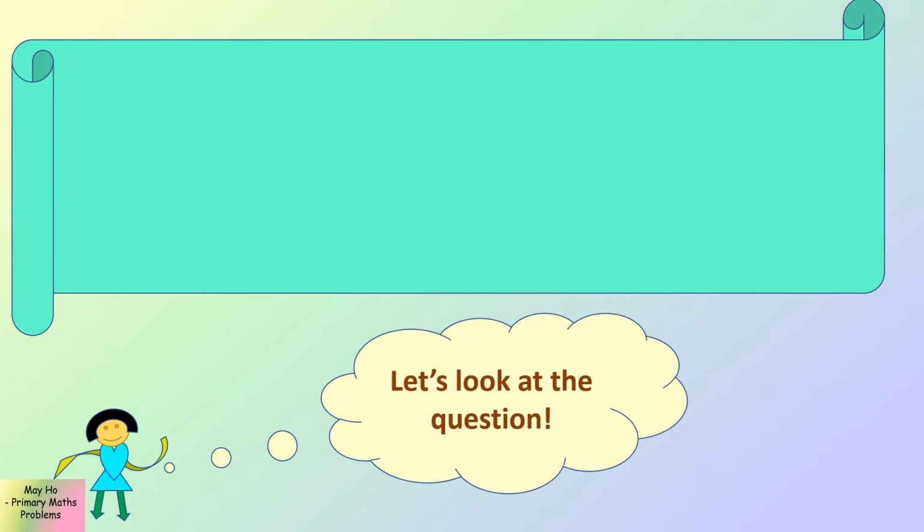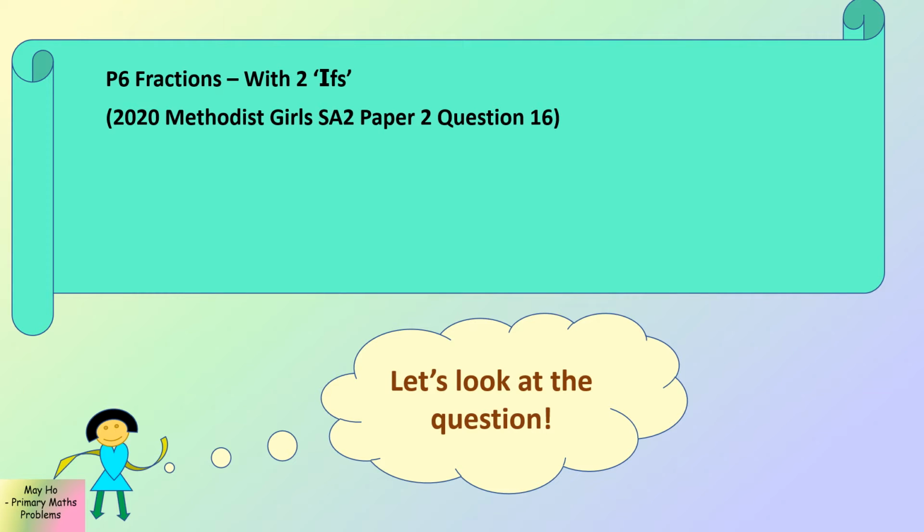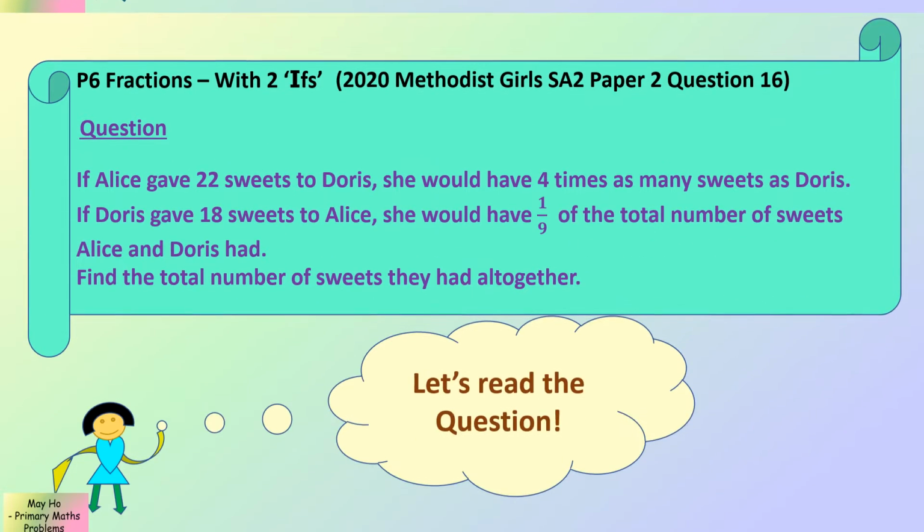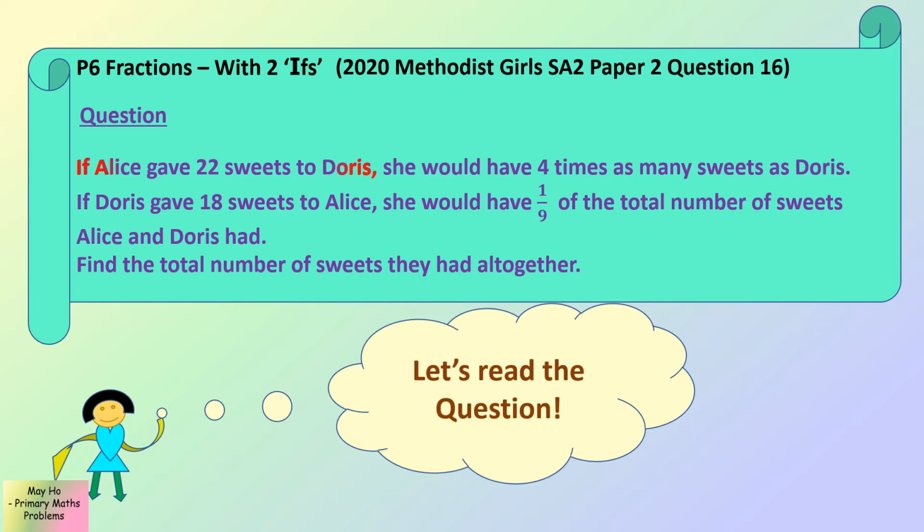Let's look at the question. P6 fractions with 2 ifs. 2020 Methodist SA2 Paper 2 question 16. Let's read the question. If Alice gave 22 sweets to Doris, she would have 4 times as many sweets as Doris. If Doris gave 18 sweets to Alice, she would have 1/9 of the total number of sweets Alice and Doris had. Find the total number of sweets they had all together.